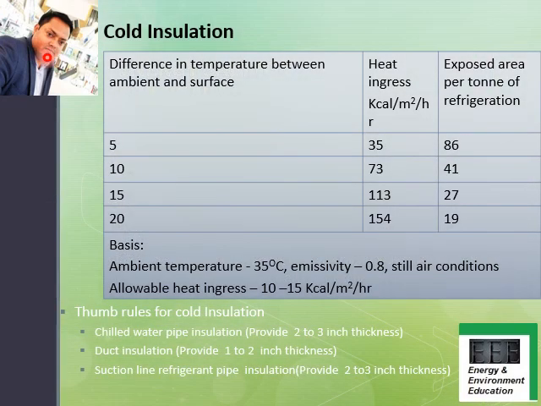As you saw in the last slide, the insulation is very important from the energy conservation point of view. In this case you see the thumb rules for cold insulation. Basically, the chilled water pipe insulation should be around 2 to 3 inches thick. For duct insulation you have to provide 1 to 2 inches of thickness. Then for suction line refrigerant pipe insulation, provide 2 to 3 inches of thickness. So this is the thumb rule for cold insulation. You should keep it in mind. You cannot expect too many questions from this part of the chapter, but still, if they ask you to explain the cold insulation part, these thumb rules can be highlighted in your answer during the exam, friends.